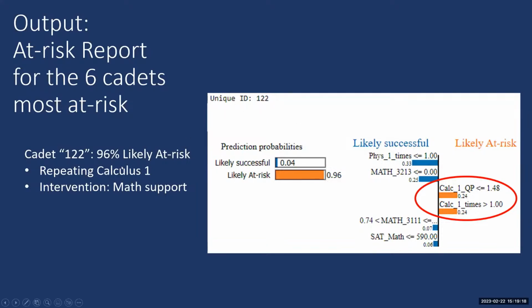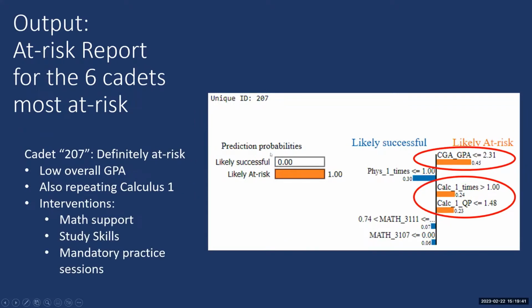For example, cadet number 122, for this random identifier, our model said is 96% likely to struggle in this course. And if we look at why, the model shows them to be at risk probably because they failed Calculus 2 before or got a D and have to repeat it. And so based on that, we might want to get them into some math support right away.